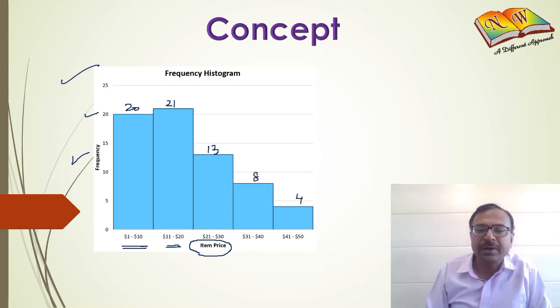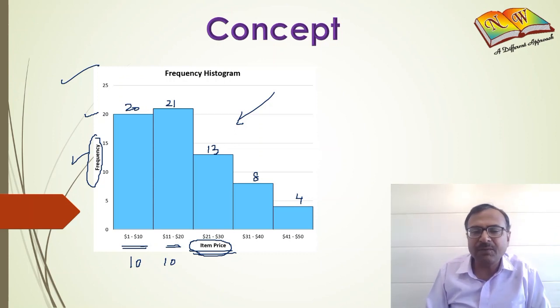So when you plot the first variable on the x-axis and then draw rectangles, and the height of the rectangles denotes the second variable or the frequency, then this graph is known as a histogram. You can see 1 to 10 has a width of 10, 11 to 20 is again 10, and then 21 to 30 is again 10. Everywhere the interval is the same. This is called equal width intervals.